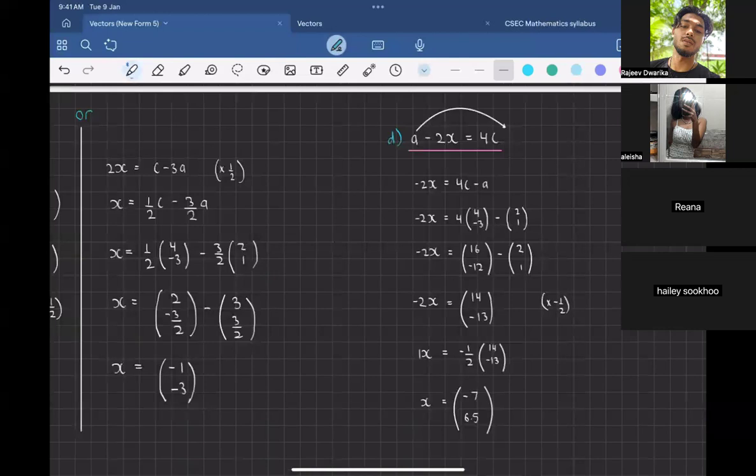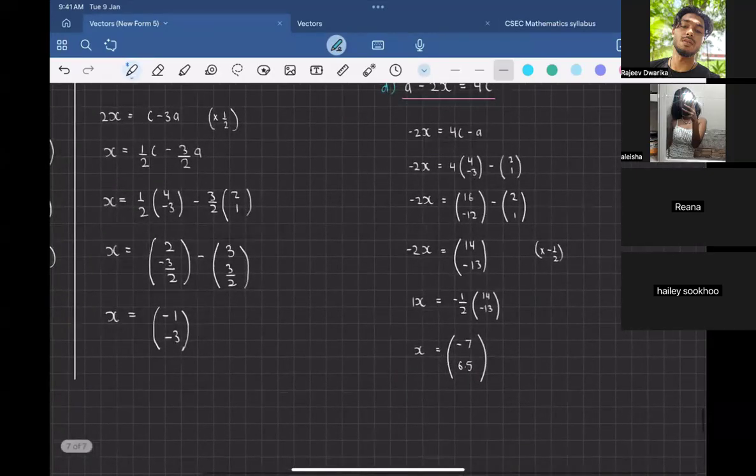You know what I could do? Let me give you a little trick, a little hack. You don't have to put this line, right? So what I could do is jump straight to this line, or I could divide the 14 by the minus 2 and the minus 13 by the minus 2, but just to show them it. So let me explain what I mean.